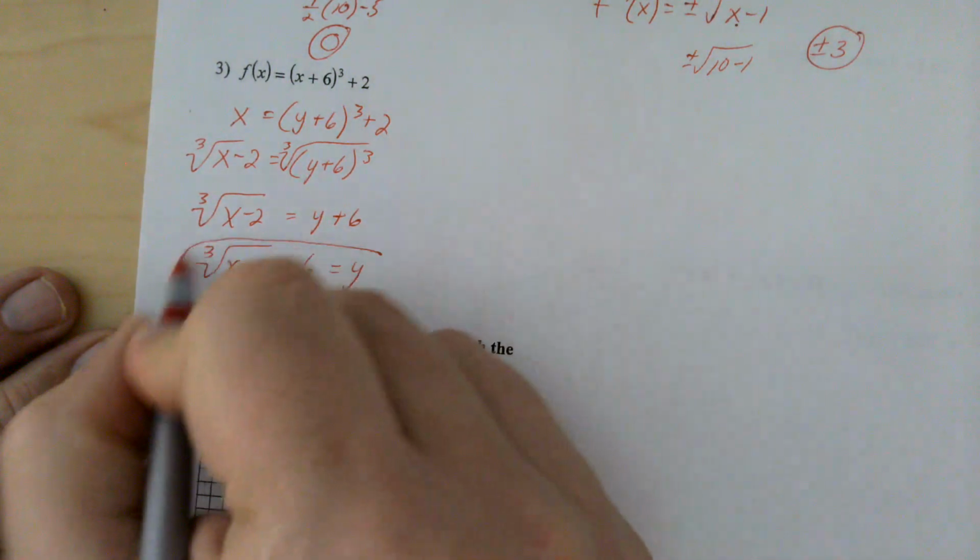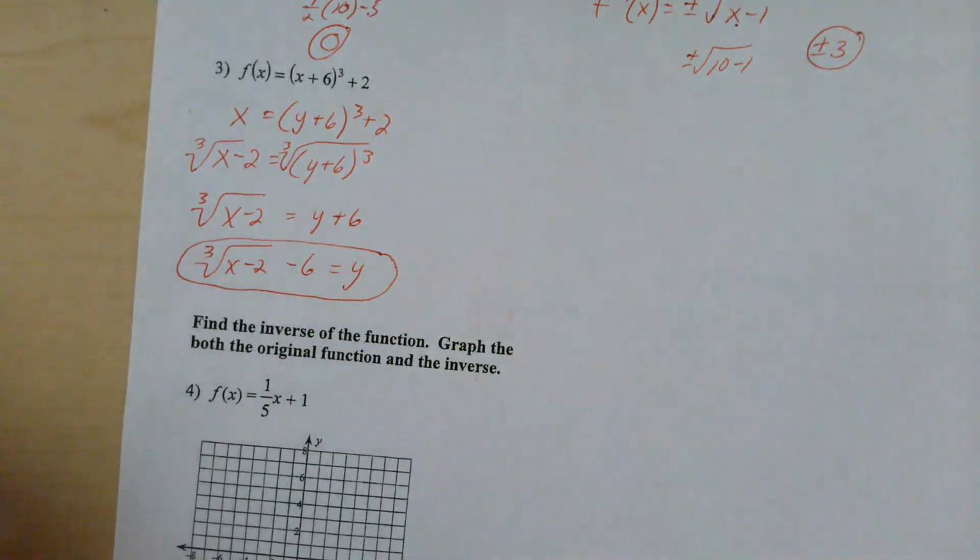Okay? Can't be inside or underneath the radical. So it's the cube root. And remember, with cube roots, odd roots, you don't put plus or minus. So it's just the cube root of x minus 2 and then minus 6.